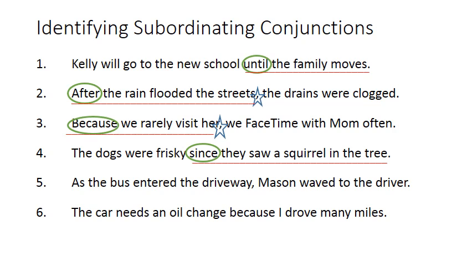Number 5. As the bus entered the driveway, Mason waved to the driver. As is the subordinating conjunction, which means that as the bus entered the driveway is our dependent clause. And since we begin the sentence with the dependent clause, we have a comma separating our two clauses. Number 6. The car needs an oil change because I drove many miles. Because is the subordinating conjunction. Because I drove many miles is the dependent clause. No comma needed, since we begin our sentence with our independent clause. Take a moment to look at these two different ways of combining clauses together to make complex sentences.